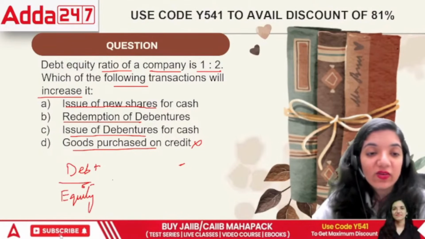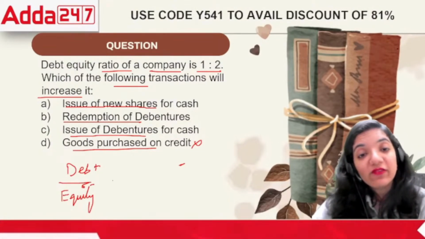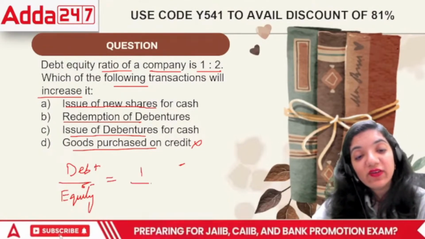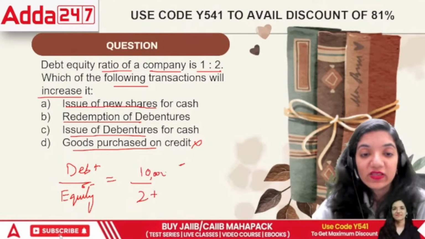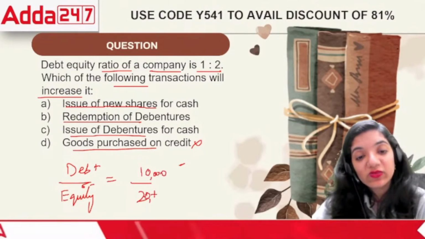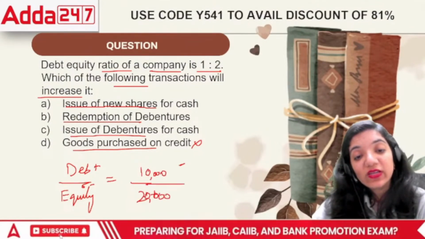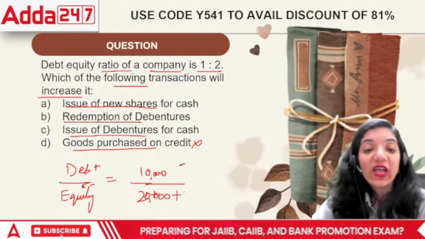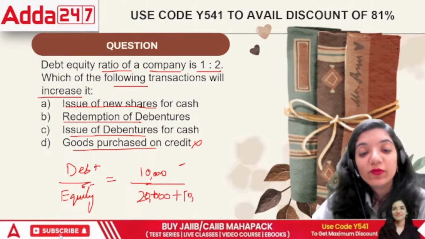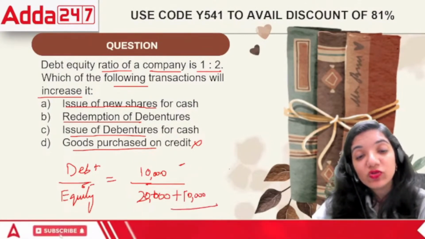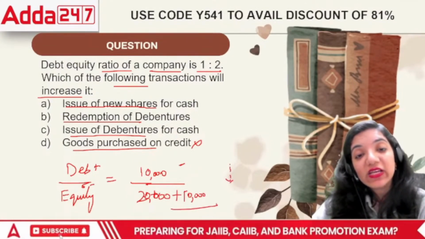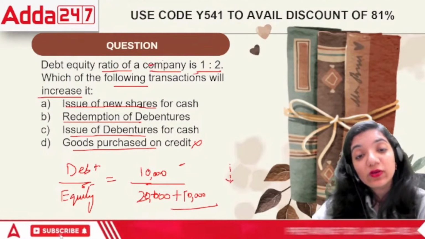If this is the scenario, then if I issue more shares, it is currently 1 upon 2. If I issue more shares, then I'll get more money there. Now, if this is 10,000, I'm multiplying both the areas with 10,000 each. This is 20 currently, and on 20, just add 10 more. So in this case, your denominator is increasing, the ratio will fall. So technically, the first case will not work.